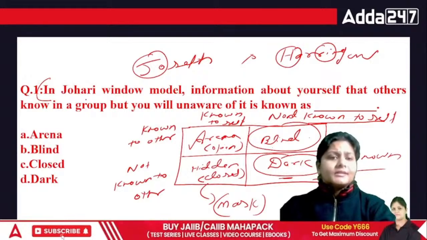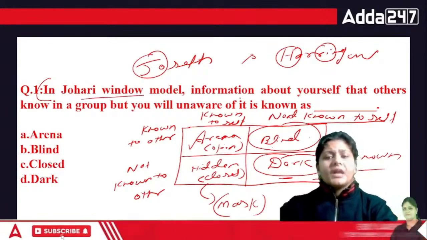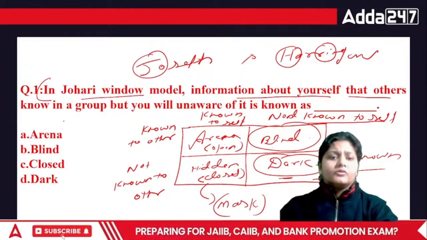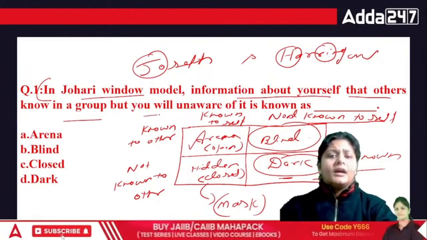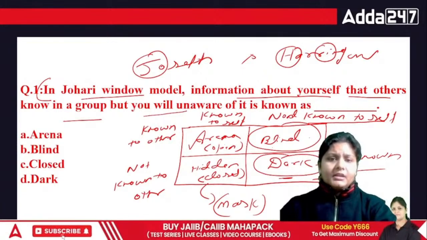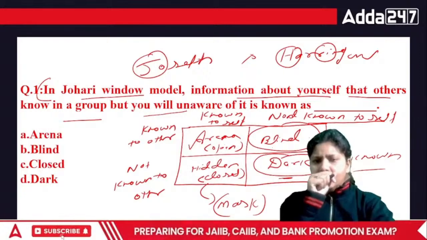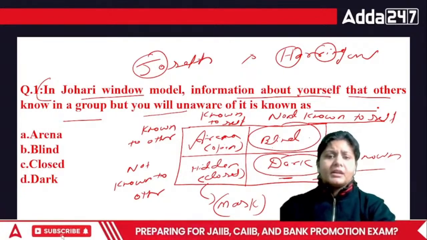So the question here is: in the Johari window model, the information about yourself that others know in a group but you are unaware of it. That means others know but you do not.